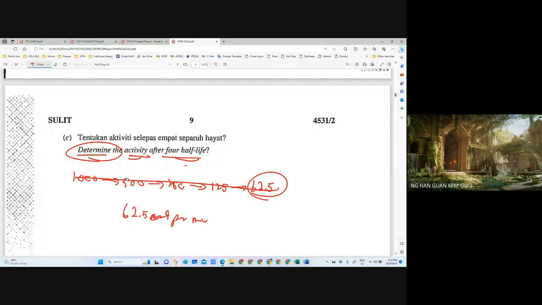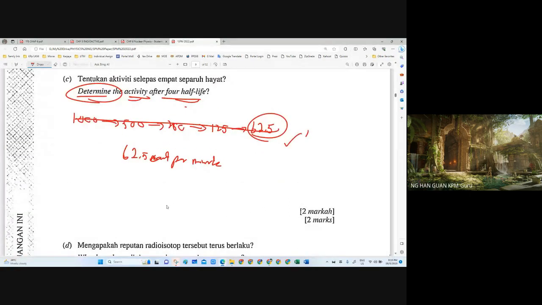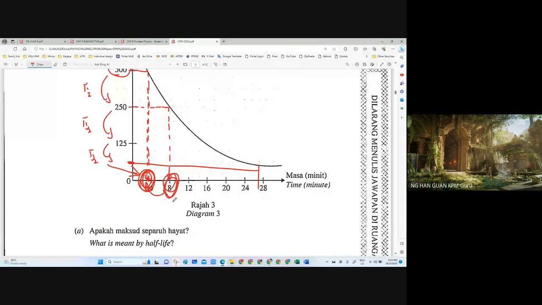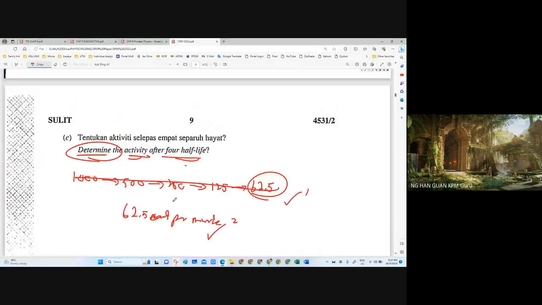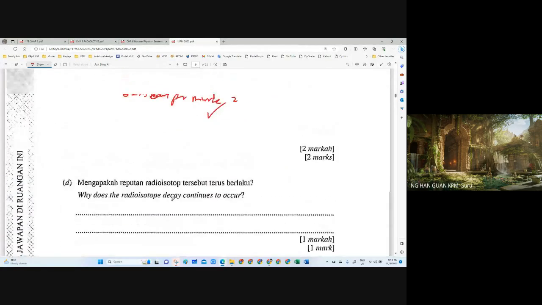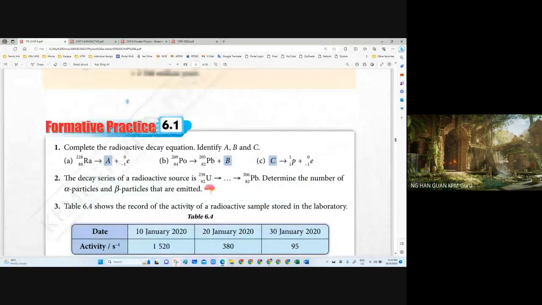Okay. So then you show the half-life timeline like this, you get the answer. The timeline is 1 mark, the answer is the second mark. Or you apply the formula, that also can. But you cannot use a graph. You cannot use a graph, because the question doesn't ask you to determine a time. You just want to know the activity after the half-lives. Okay. So that is the question that happened in our past year SPM.